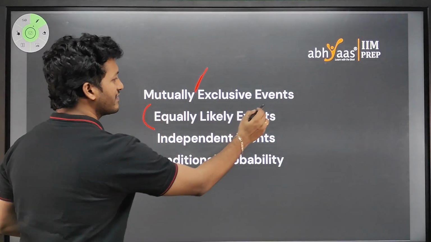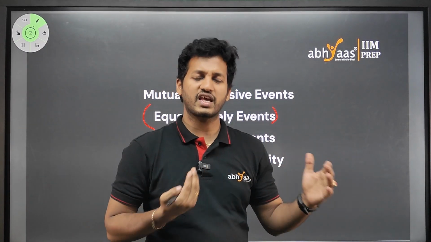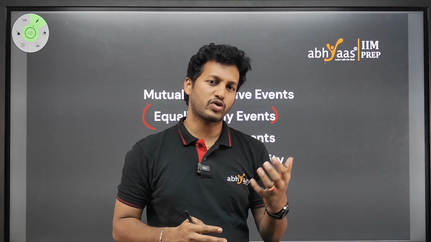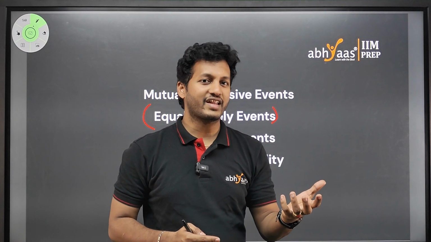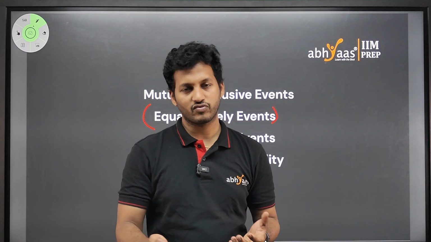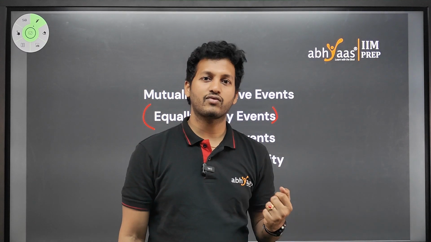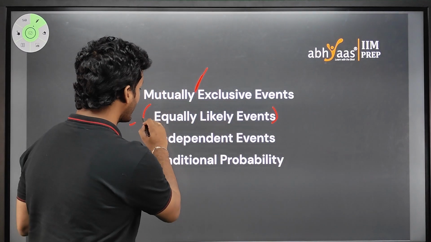Coming to equally likely events, that means they have the same probability. For example, if I throw a dice, the probability of getting 1 is 1 by 6, 1 out of 6, and the probability of getting 2 is again 1 by 6. So like that, they are equally likely events.